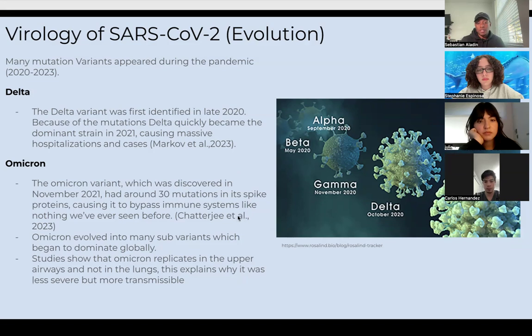Omicron evolved into many subvariations, and because of that, it came to dominate the globe. It was the main variant of the virus in 2021. Studies have shown that Omicron replicates in the upper airways, though, and not in the lungs. This is why it was less severe during the later parts of the pandemic, but it was very infectious.